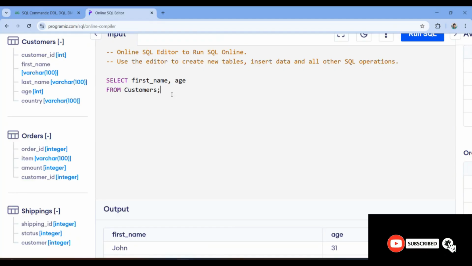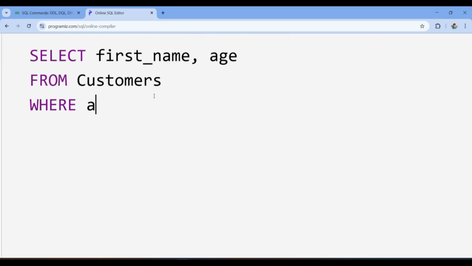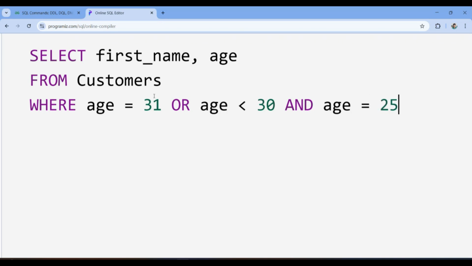Yesterday, I just missed one thing about your WHERE clause. Let's say WHERE age is equal to 31 OR age is less than 30 AND age is equal to 25, something like this, right? What do you think will run first? Age is less than 30 and age is equal to 25. The answer of that will run first, and then your OR will run, right?